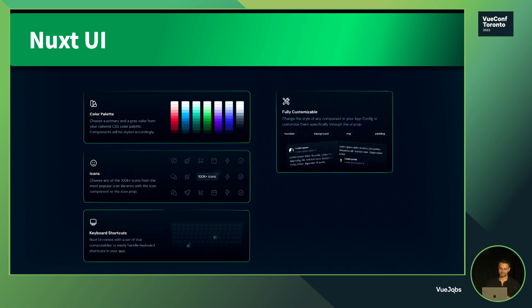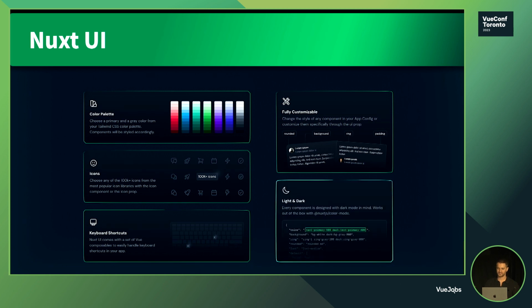So you have the flexibility to modify component styles either globally through the app config or tailor them individually based on using the UI prop. And I saw the preference earlier today. It does have a dark mode, as we saw, which, what UI library would be worth its salt if it didn't have that in 2023.